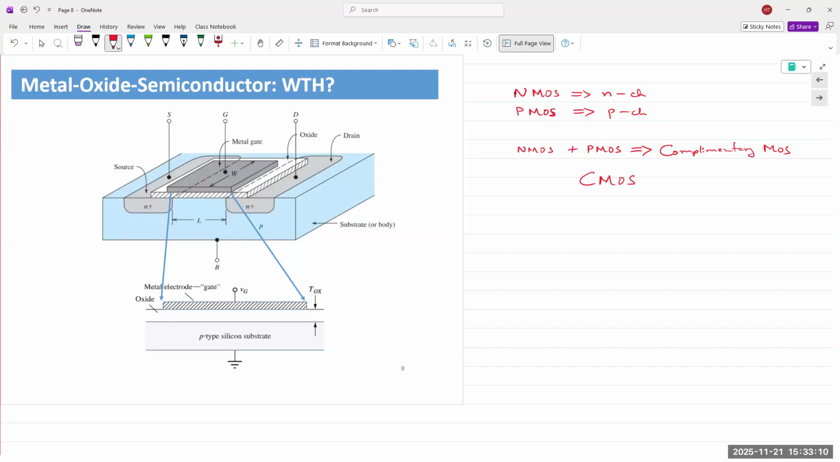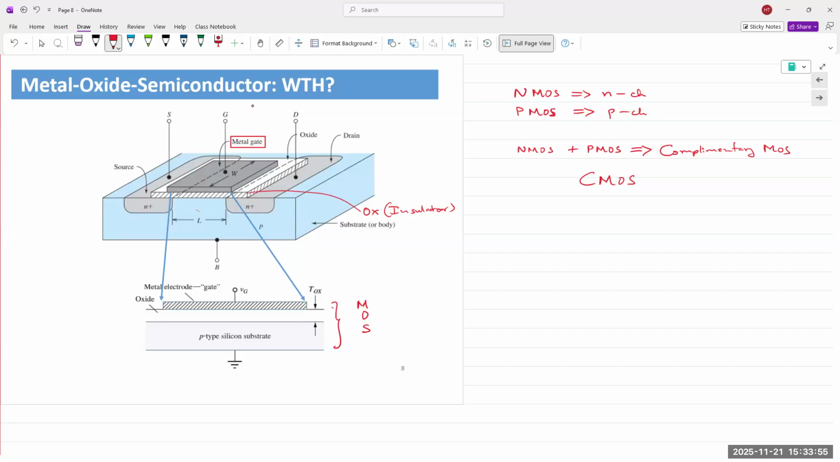Okay, so as I was saying, it's a sandwich layer. You have a metal gate, and then you have an oxide layer right here. This oxide is the insulating material. Oxide is silicon dioxide. And then you have the semiconductor material, which is this substrate. So it gives us a MOS structure.